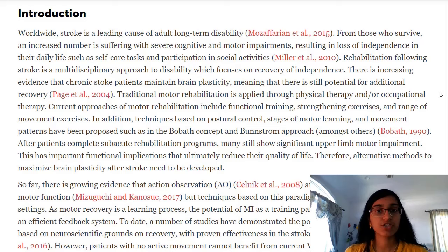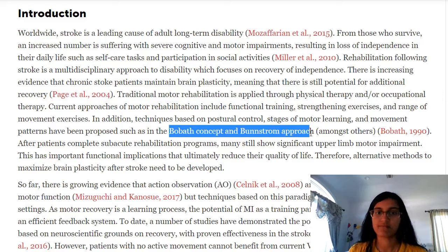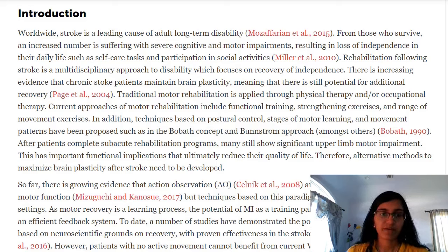They go on to say that traditional motor rehabilitation is applied through physical therapy and/or occupational therapy. Current approaches of motor rehabilitation include functional training, strengthening exercises, and range of movement exercises. In addition, techniques based on postural control, stages of motor learning, and movement patterns have been proposed, such as in the, I can't pronounce that, in the, I'm going to try Bobath concept and Brunnstrom approach, among others. After patients complete subacute rehabilitation programs, many still show significant upper limb motor impairment.